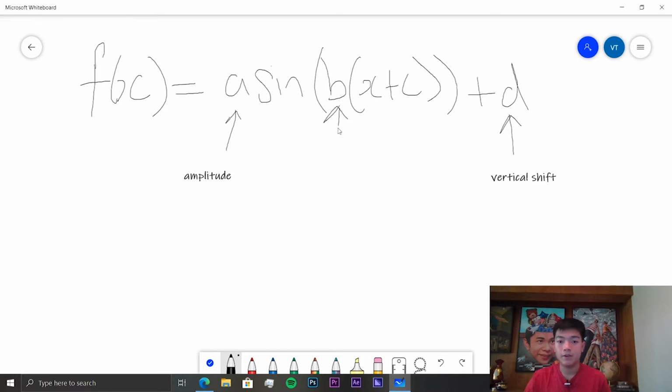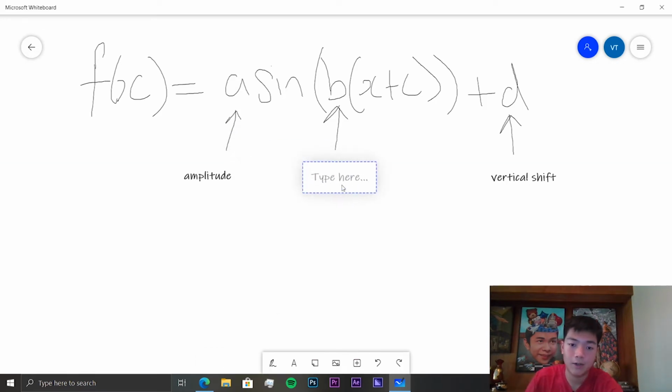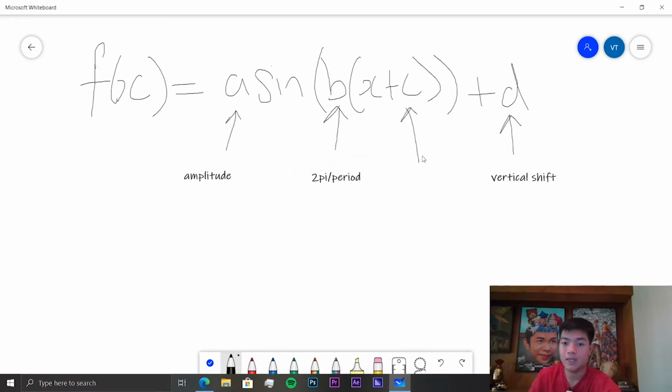B is the period. So B is technically 2 pi over the period, since this is how much we're compressing the graph by. If B is 2, it means the graph is going to be compressed by 2 times. So this is equal to 2 pi over the period. And finally, the phase shift is called c. So this is how much we're shifting the graph by.